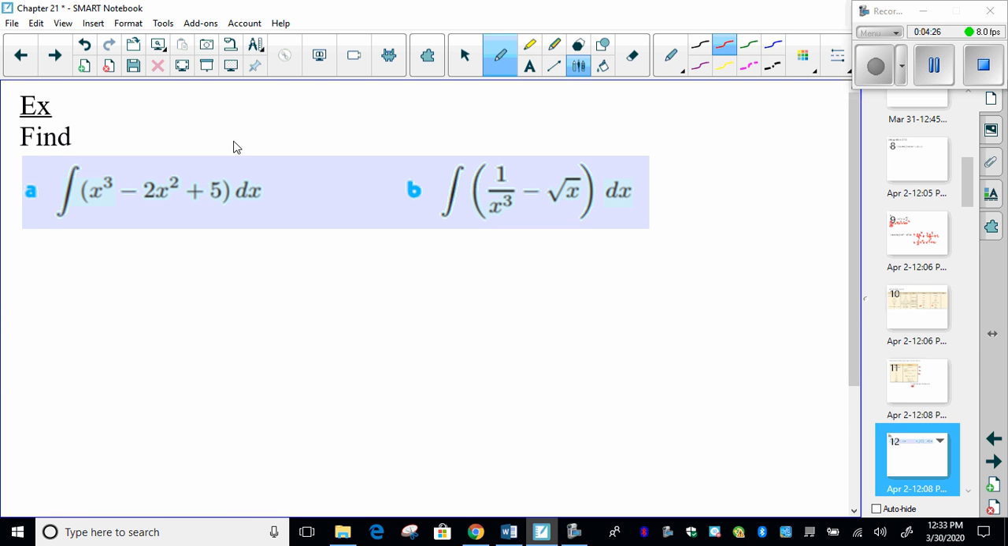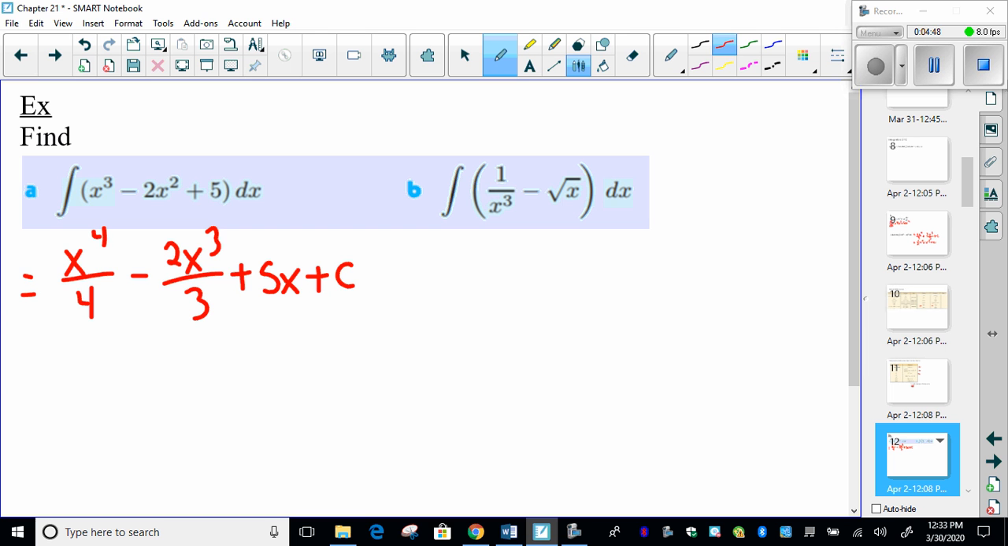So for the first one, it's nicely set up. So therefore, we're integrating, so we're going backwards, which means this is x to the fourth. That means it's divided by 4. 2x, that has to go to the third, which means we have to divide by 3, plus 5x to the first, divided by 1, and then plus c. Done.